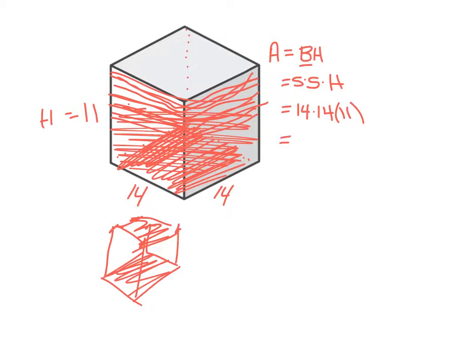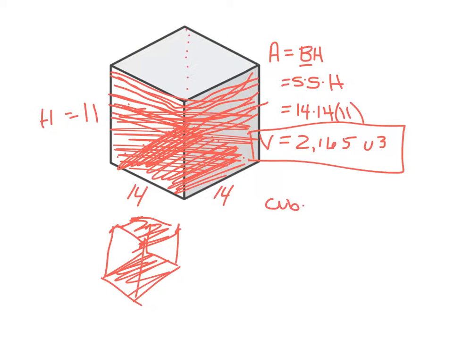Final answer is 2156. Let's say units cubed. 3 dimensions is always going to be cubed. That's something new. Okay, cubic units.